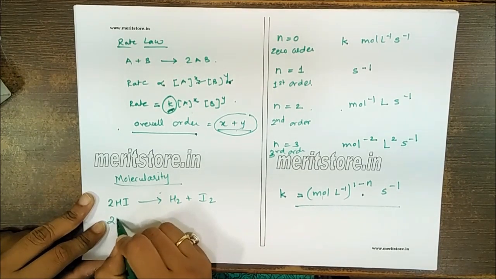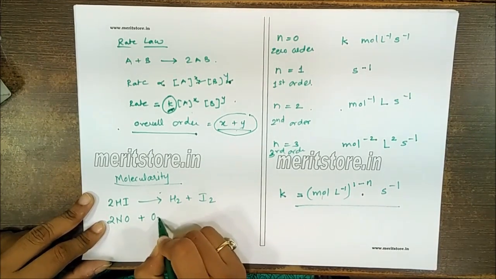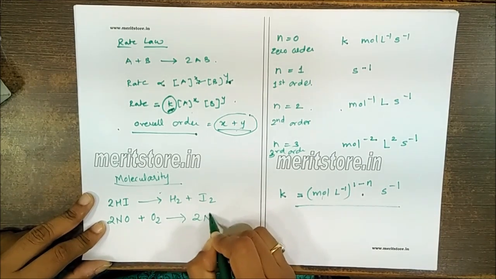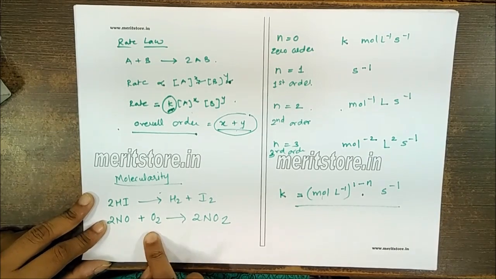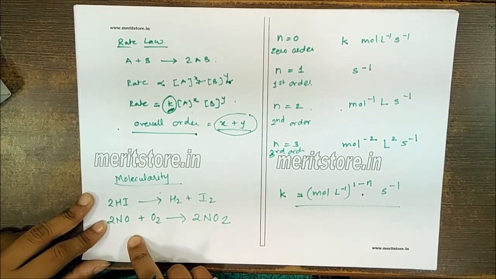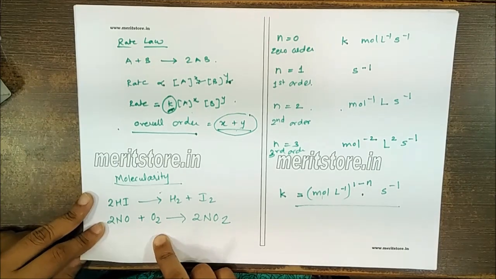If I talk about twice of NO plus O2 giving me twice of NO2, here there are two molecules of NO and one molecule of O2. So a total of three molecules are participating in the reaction. So I will call the molecularity over here 3.